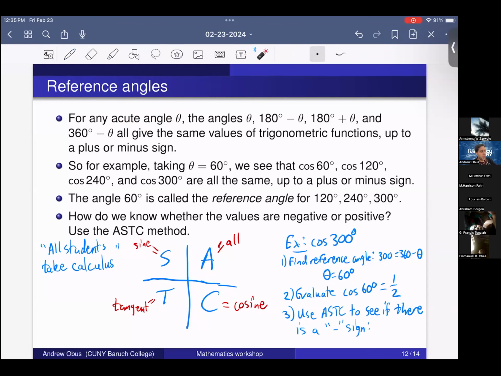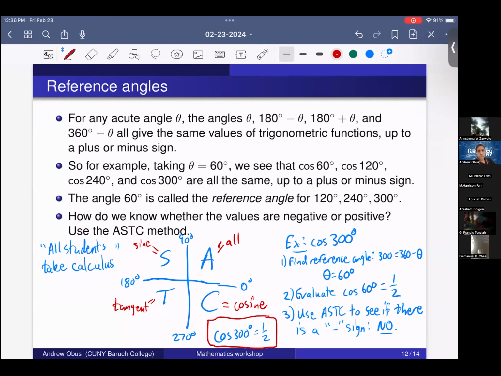And in this case, well, 300 degrees is in the fourth quadrant, right? I mean, here we have 0 degrees, 90 degrees, 180 degrees, and 270 degrees. So 300 is somewhere here. That's the C quadrant. So cosine is positive. So that means there's no minus sign. So in our case, the answer is no. So we end up getting that cosine of 300 degrees is equal to 1/2.